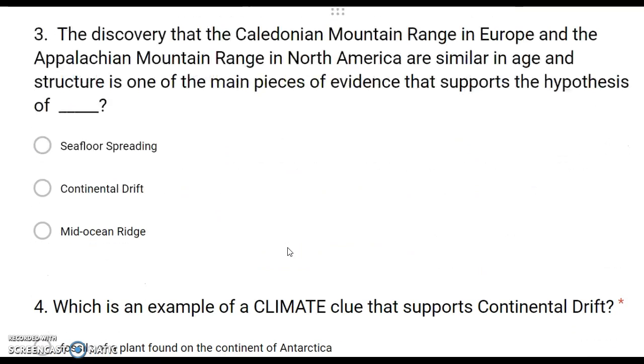3. The discovery that the Caledonian Mountain Range in Europe and the Appalachian Mountain Range in North America are similar in age and structure is one of the main pieces of evidence that supports the hypothesis of seafloor spreading, continental drift, mid-ocean ridge.